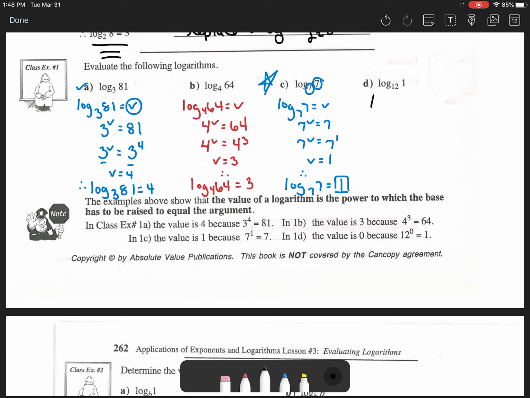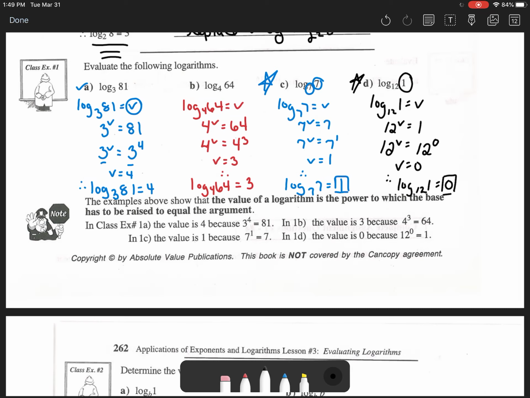All right, D. Log base 12 of 1 equals v. So 12 to the exponent of v is equal to 1. Now, these are sometimes tricky, but what I have to do is basically write 1 as a power with a base of 12. So I know that's 12 to the exponent of 0. Remember, anything to the exponent of 0 will give me a value of 1. So in this case, v is equal to 0. So therefore log base 12 of 1 will equal 0. Now in this question, again, another important thing to note is that whenever the argument has a value of 1, the answer will be 0.